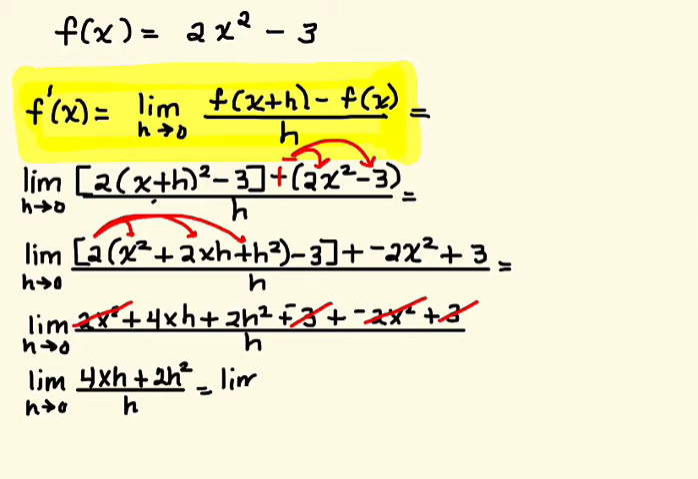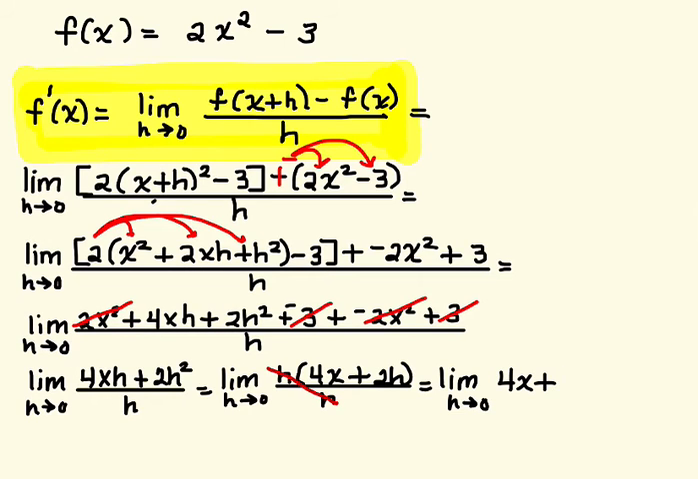The h factors out of the numerator, and I want to get rid of the possible divide by 0 error that I would otherwise have. I want to get rid of that h in the denominator. So if I factor the h out of the numerator, I have h times 4x plus 2h, and I draw my bar. This is all over h. And by turning this into products of factors, I can cancel out the h's. And I end up with the limit as h goes to 0 of 4x plus 2h.